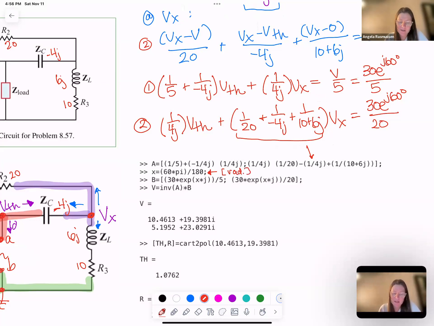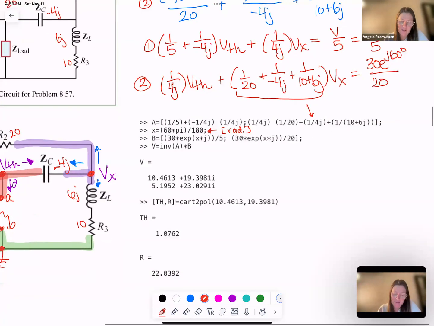And so my B side is going to be 30 e^(jX), and then over 5. The second row will be 30 e^(jX) over 20. Solving that, I do the inverse of A times B, so just invert that A matrix. That gives me two values. The first value is defined by the first variable that I put together for the A matrix. So in this case, this will be the value of VTH, and this will be the value of Vx.